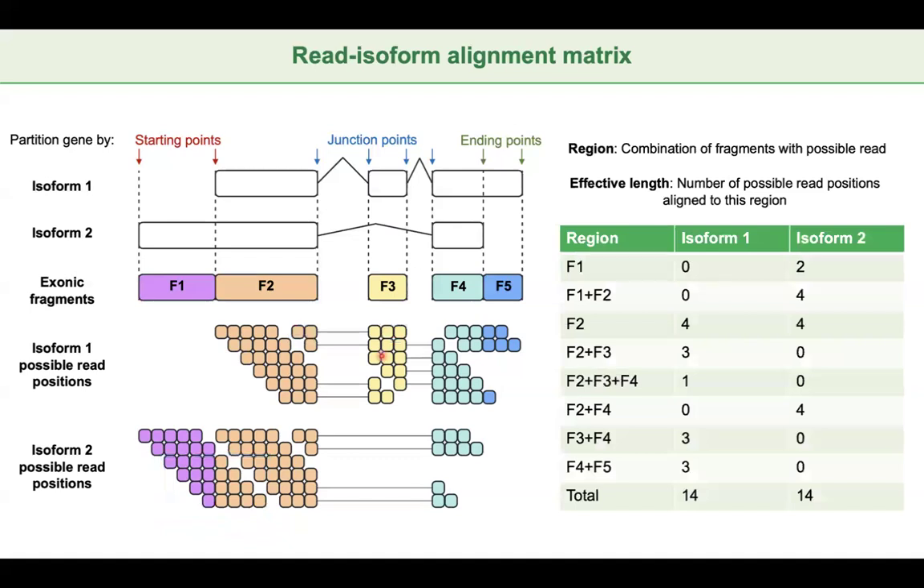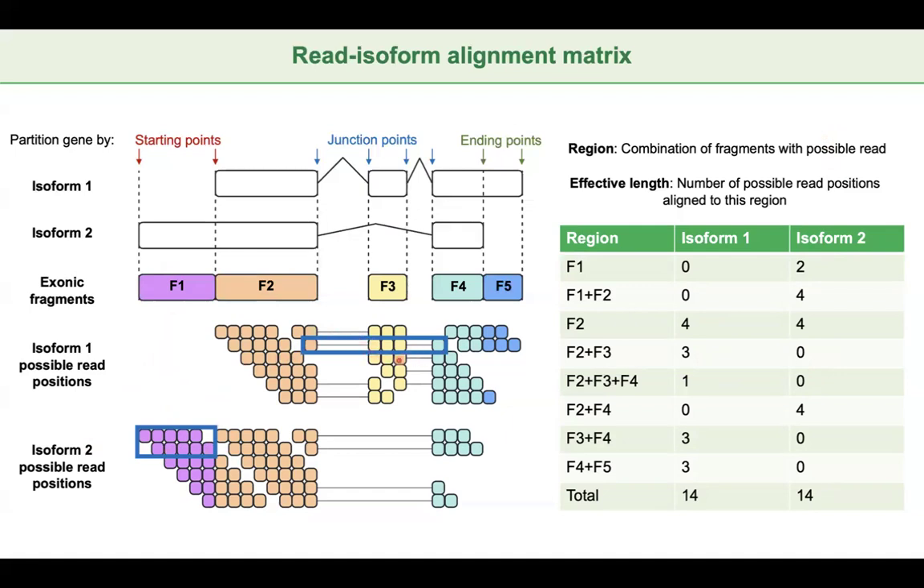Then we can define regions and effective lengths. Regions are the combination of exonic fragments with possible reads aligned to, and the effective length of a region is the number of possible read positions that are aligned to this region. In this way, we can build up this matrix of effective lengths. For example, for isoform 2, there are 2 read positions where the whole read belongs to F1, while there is no such read position for isoform 1.